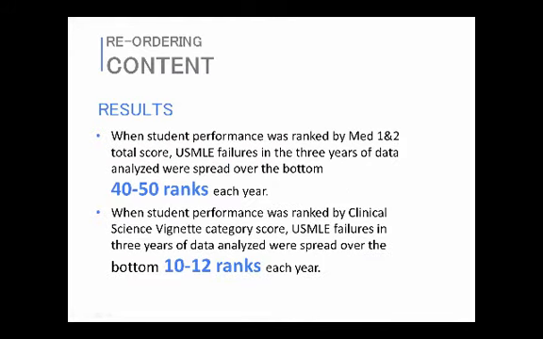So when we took a look at that, and after we looked at the regression analysis, we just ranked the students very simply by their Med 1-2 total score and their USMLE failures. And like I said, that's 40 to 50 ranks that the failures were spread out in. But when we started doing that by clinical science vignette category score, each of the 3 years where we analyzed the data, all the failures fell into the bottom 10 or 12 ranks in that category performance.